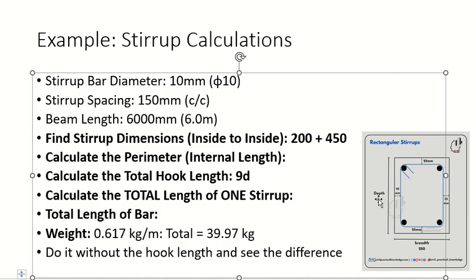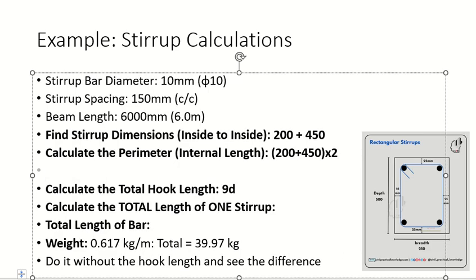So the perimeter of the stirrup will be this plus this plus this plus this, right? So 200, 450 for each side, multiply by 2, right? Which is how much? 1300. Okay.